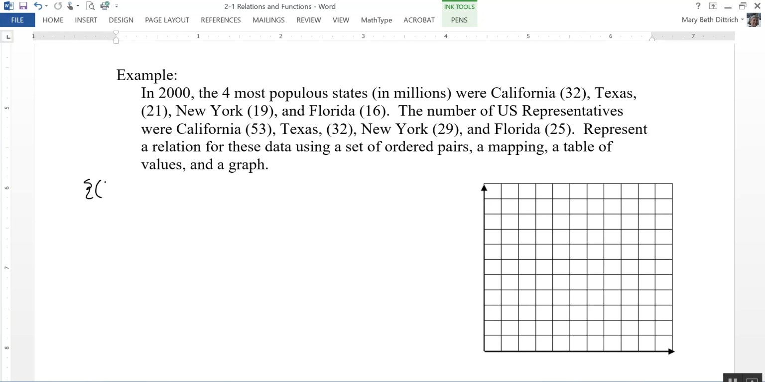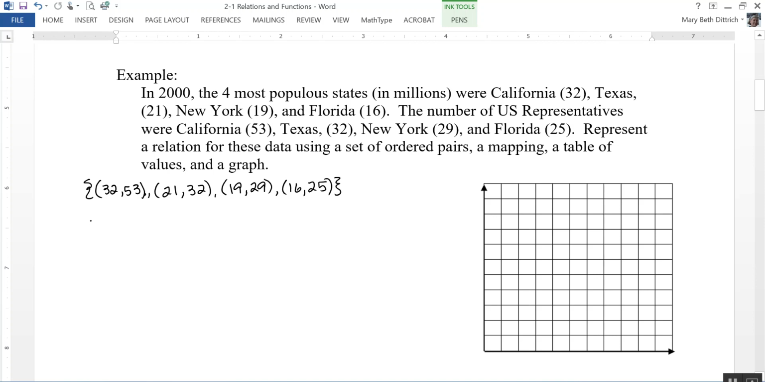So for California, we'll have 32, comma 53. Oops, close parentheses. And Texas is 21, comma 32. New York 19, comma 29. And Florida 16, comma 25. And then don't forget curly brackets because this is a set of ordered pairs.